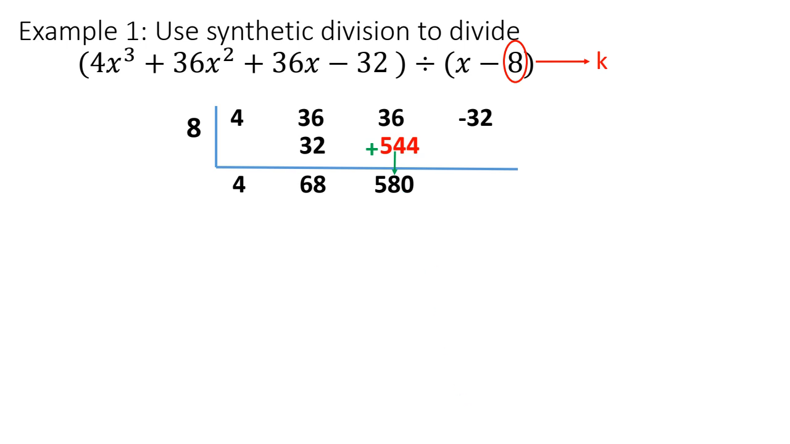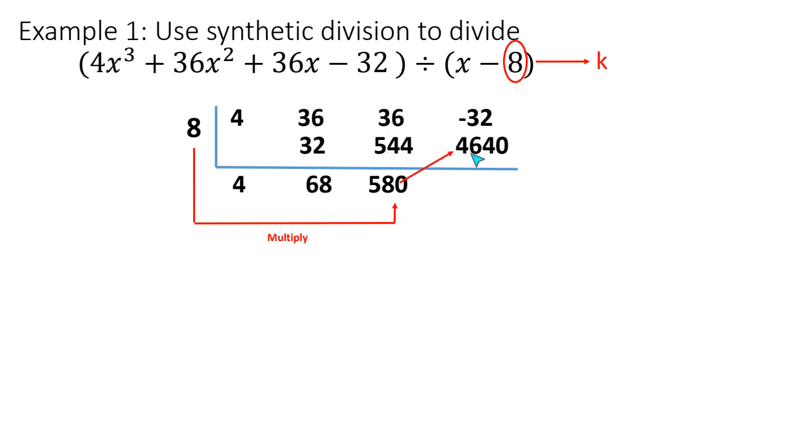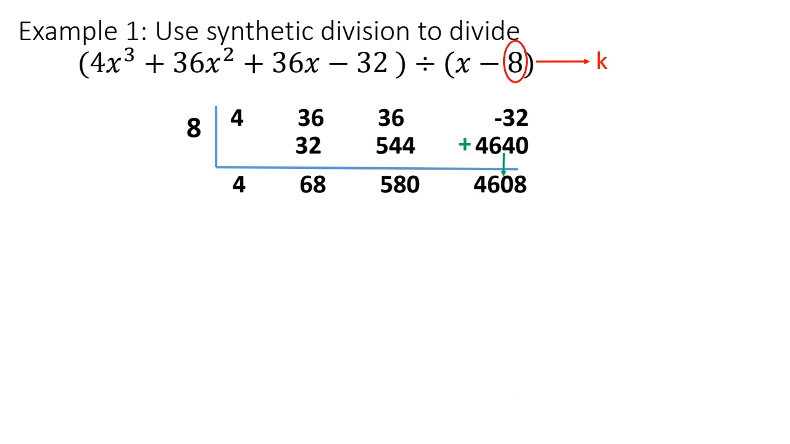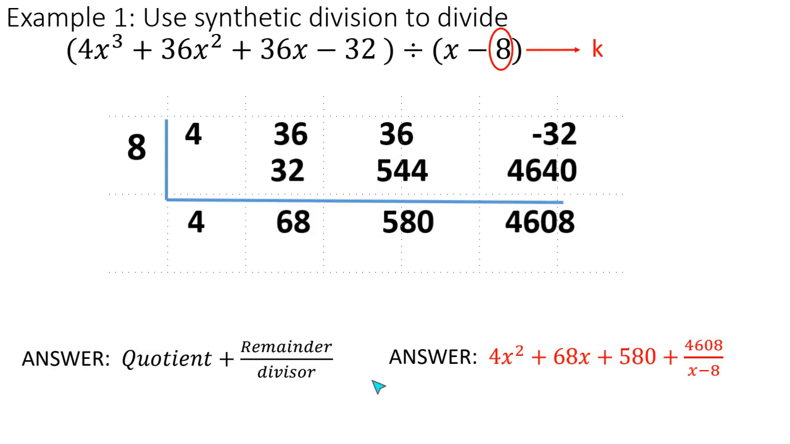Then we're going to multiply 4,640 plus negative 32 is 4,608. And so now we can write our answer. So we're going to identify our remainder, 4608. Our divisor is x minus 8.